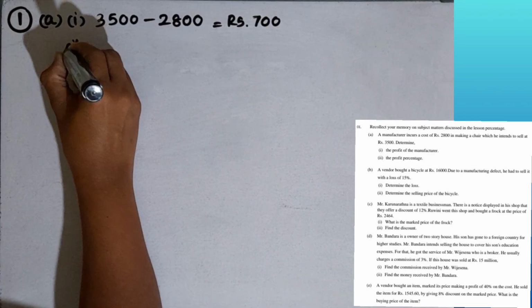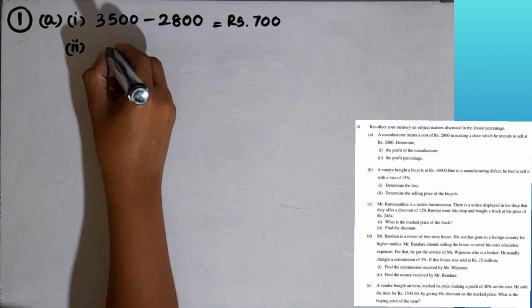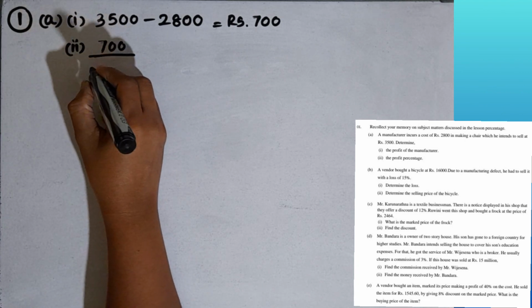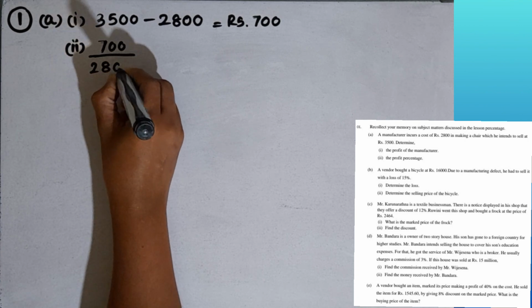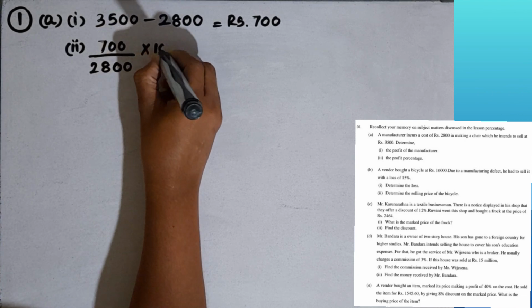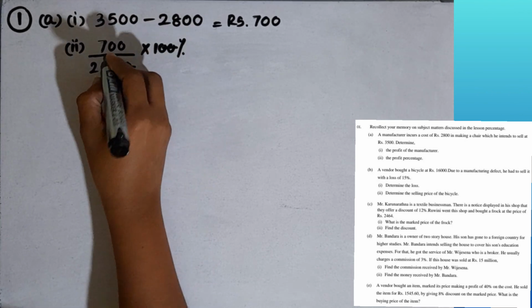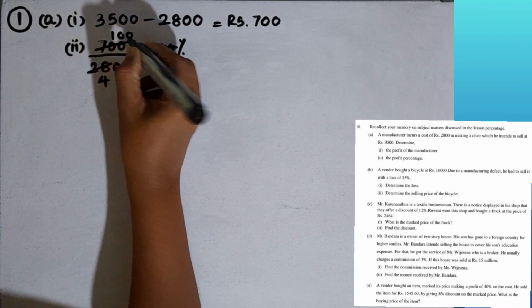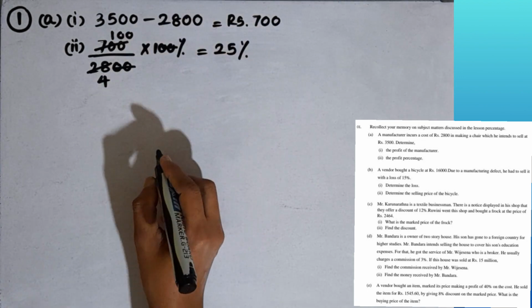Then second part, the profit percentage. 700 divided by the cost of the item, 2,800, multiply by 100%. 7 times 4, then 7 times 100, then the answer is 25%. That is the profit percentage.